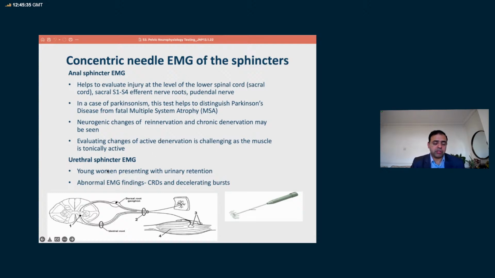One could perform a urethral sphincter EMG for the very same reasons. However, it is more technically challenging. And so to answer the question whether there's an injury to the sacral roots, one usually performs an anal sphincter EMG over a urethral sphincter EMG. However, in a cohort of young women with retention, where there is a primary disorder of urethral sphincter relaxation, there is a specific EMG finding in the urethral sphincter of complex repetitive discharges and decelerating bursts. And so in this clinical indication, one would actually perform a urethral sphincter EMG over an anal sphincter EMG.